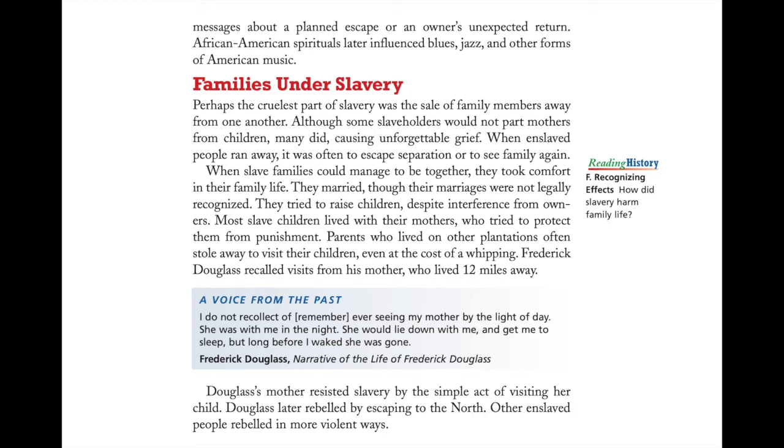They married, though their marriages were not legally recognized. They tried to raise children, despite interference from owners. Most slave children lived with their mothers, who tried to protect them from punishment. Parents who lived on other plantations often stole away to visit their children, even at the cost of whipping. Frederick Douglass recalled his visits from his mother, who lived 12 miles away.